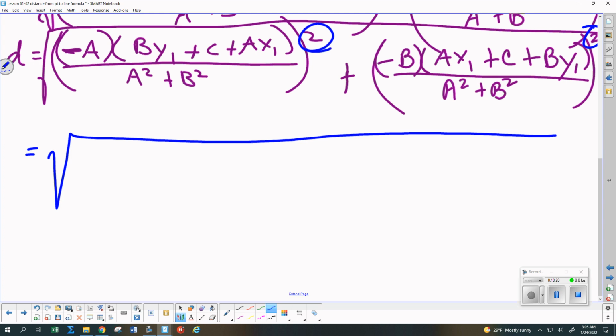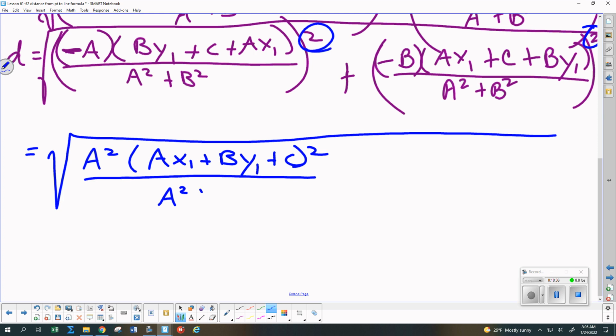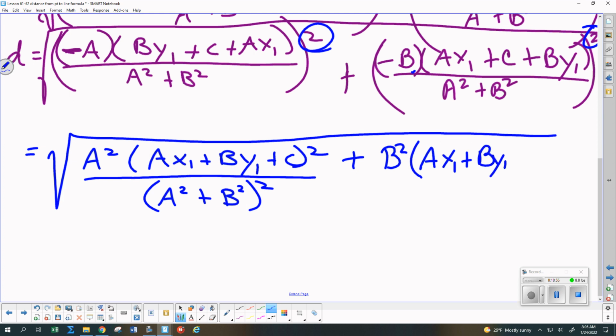Which means minus a times minus a becomes a plus a squared. And I'm going to put this in the order of ax1 plus by1 plus c, and that gets squared. And my a squared plus b squared gets squared. Then I'm going to have plus minus b times minus b, which is going to be plus b squared. And then I'll put this in the same order, ax1 plus by1 plus c, and that gets squared.